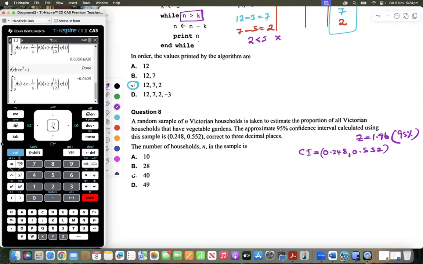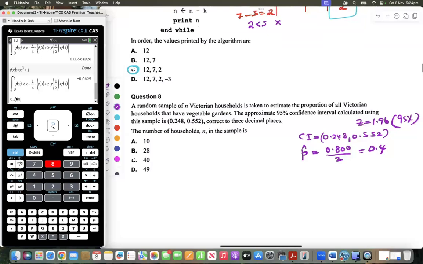This tells me my p hat, which is the sample proportion, straight away, which is the mid value of this. I can add these two numbers and divide by 2, right? So that is 0.248 plus 0.552, that should be 0.800, right? 0.800 divided by 2 is 0.4. That should be my mid value.